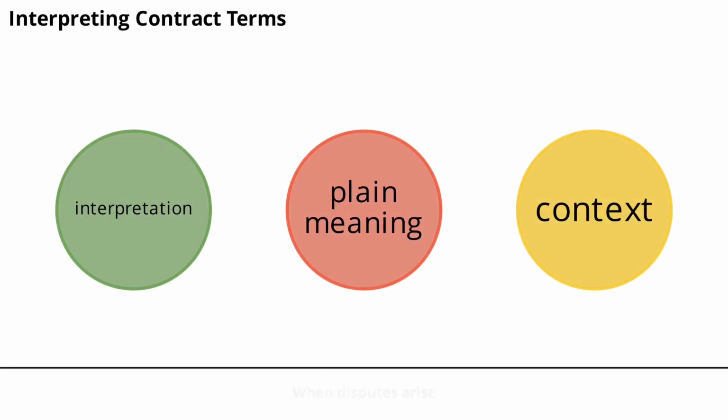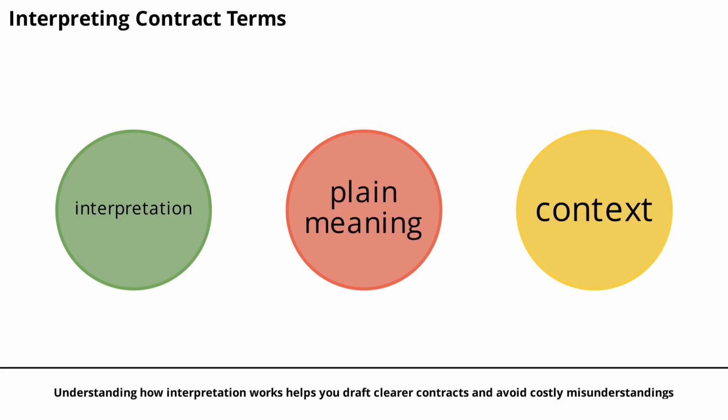When disputes arise, courts must interpret what contract terms really mean. They look at the plain meaning of words, the context, and the purpose of the contract. Courts aim to uphold the contract if possible, avoid favouring one side, and minimise inconvenience. If a term is vague, courts may even declare it void. Understanding how interpretation works helps you draft clearer contracts and avoid costly misunderstandings.